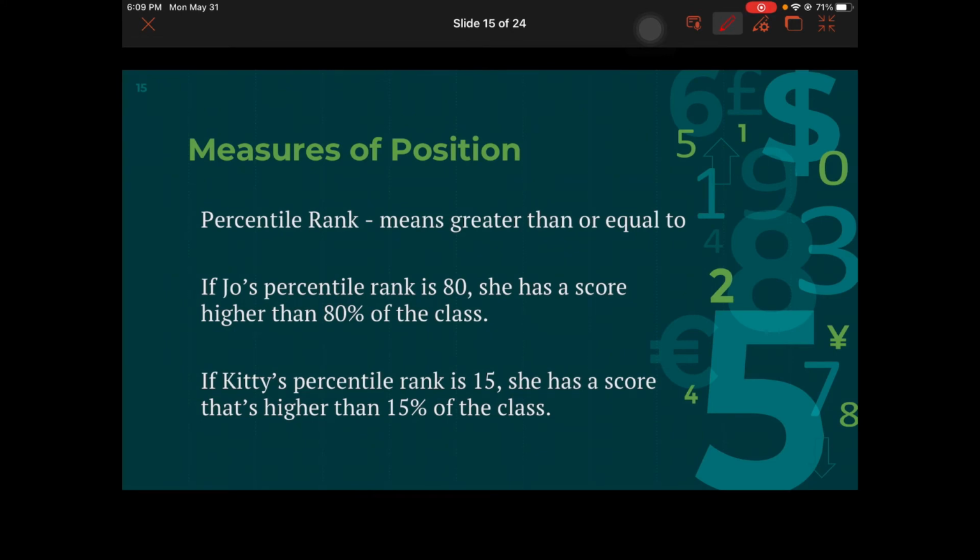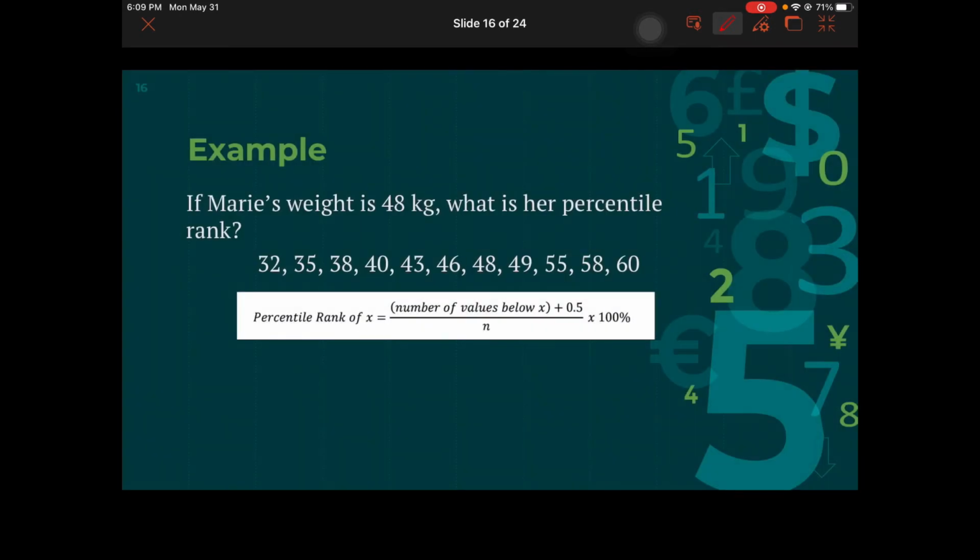So, kapag sinabi natin that Joe's percentile rank is 80, then she has a score that is higher than 80% of the class. Okay? So, ganun siyang kagaling. Mas mataas siya kaysa sa 80% of the class. And then, if Kitty's percentile rank is 15, then she has a score that's higher than 15% of the class. Okay? So, yun lang yun. Binago lang natin yung point of comparison natin or yung phrasing natin. Instead of saying less than or equal to, we use the phrase greater than or more than.